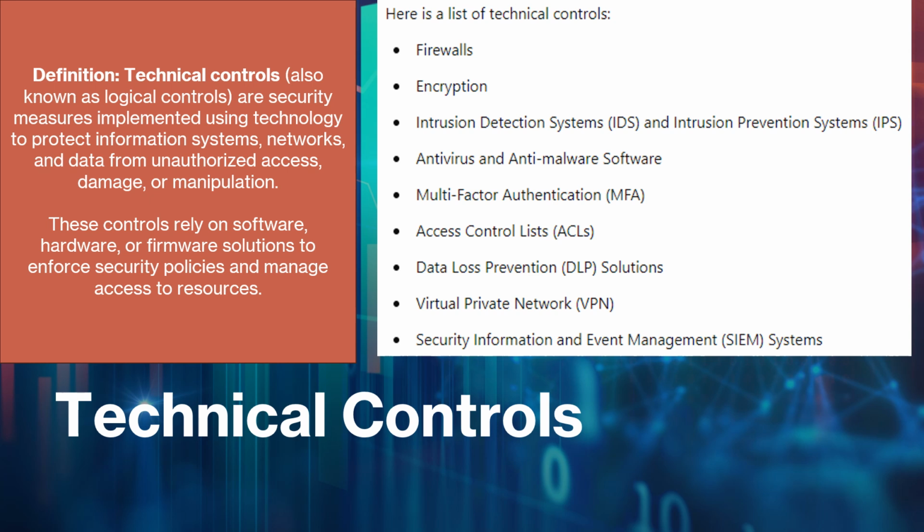Some examples of technical controls include firewalls, encryption, intrusion detection systems, IDS, and intrusion prevention systems, or IPS, antivirus and anti-malware software, multi-factor authentication, or MFA systems, access control lists, data loss prevention solutions, or DLP, virtual private network, or VPN, and security information and event management systems, or SIEM.